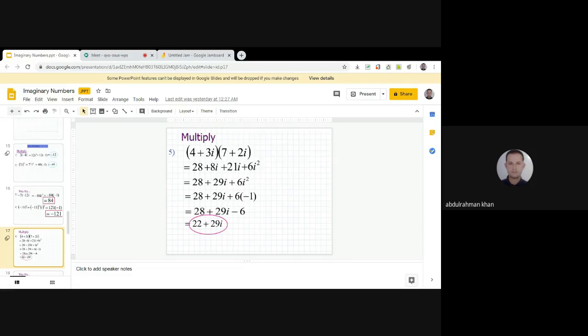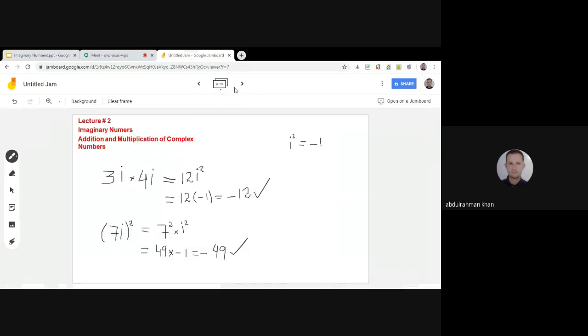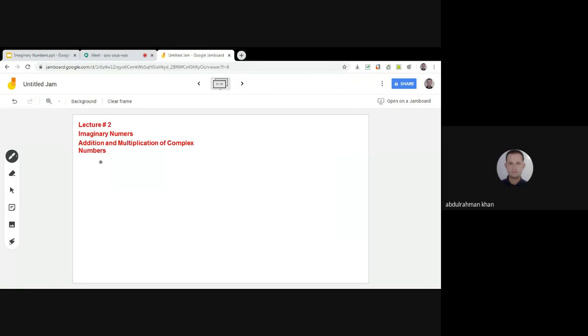Now multiplying complex numbers with complex numbers: 4 plus 3i into 7 plus 2i. Very simple.